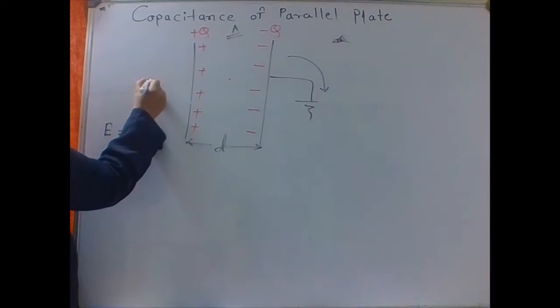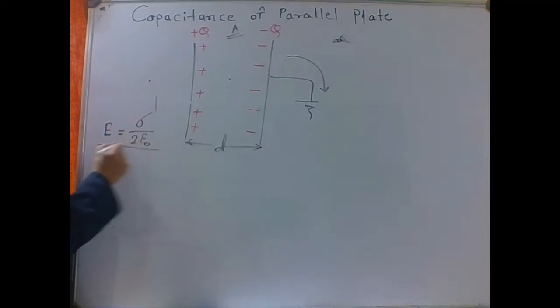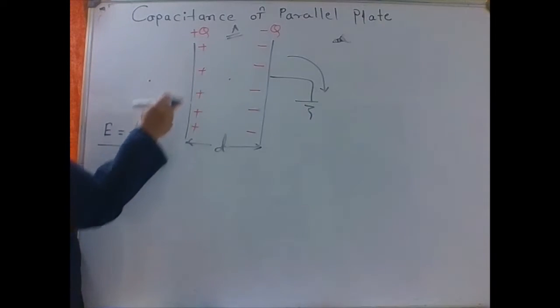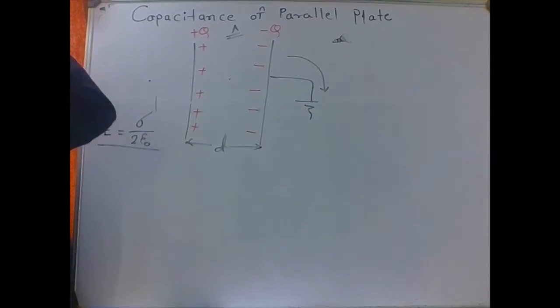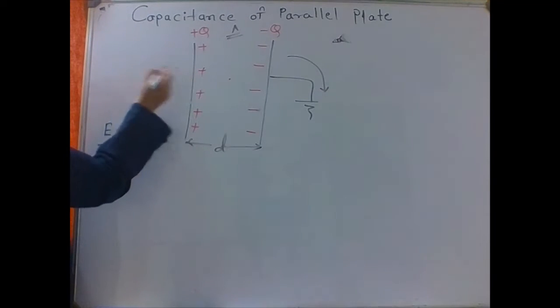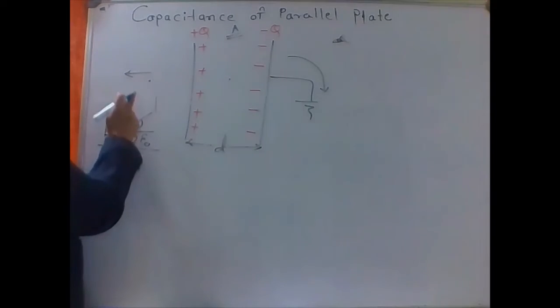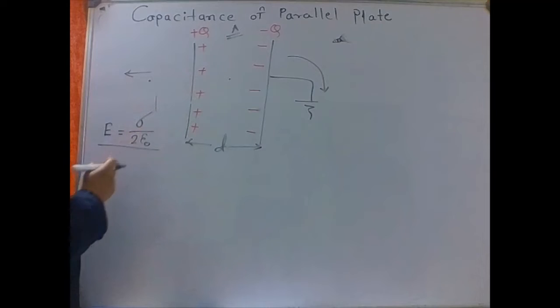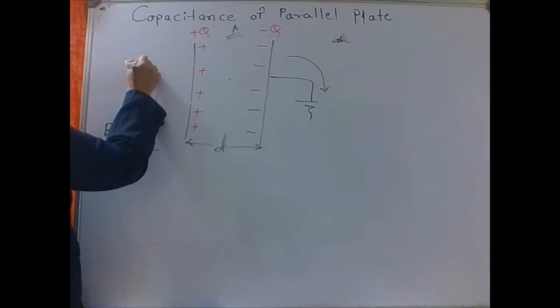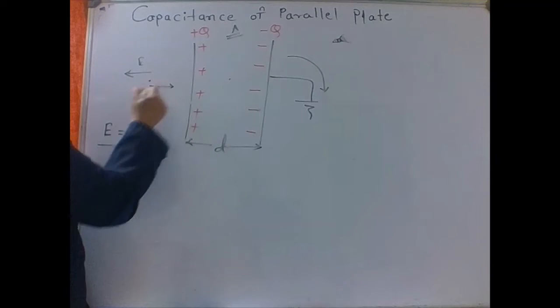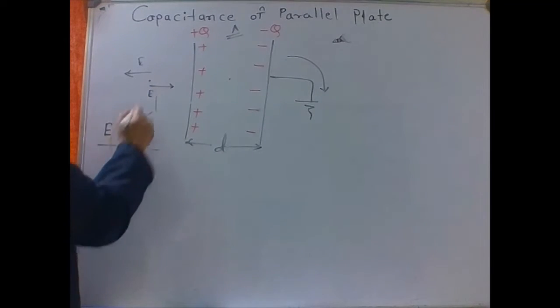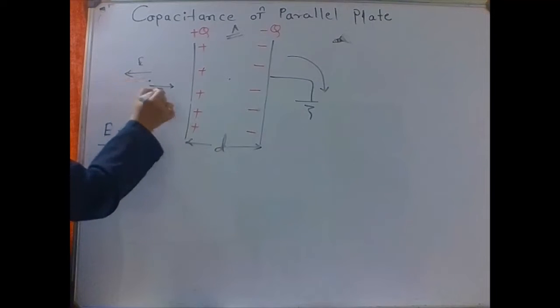Then we consider a point outside of this plate. The magnitude of the electric field is the same: E is equal to sigma upon 2 epsilon 0, because of this positive charge. What is the direction of the electric field? It is outward, because the field due to a positive charge is outward. And the direction of the electric field due to this negative charge is inward. The magnitude is the same but the direction is opposite.